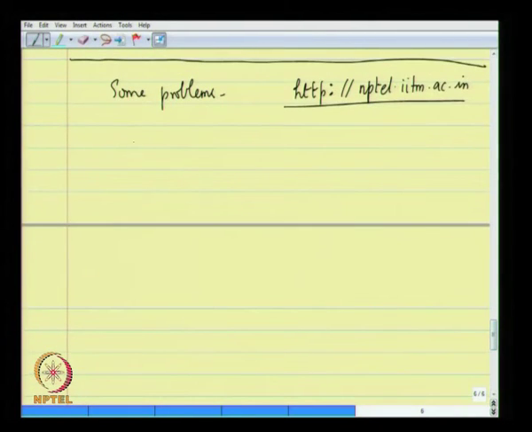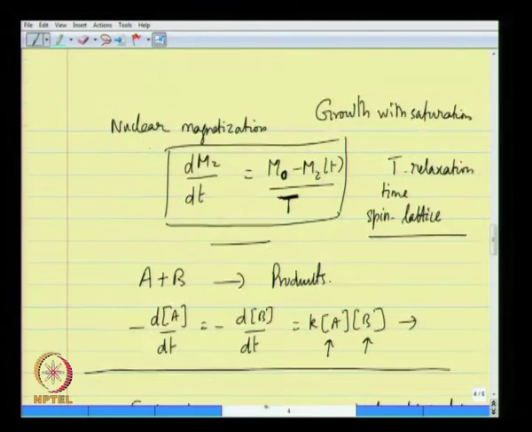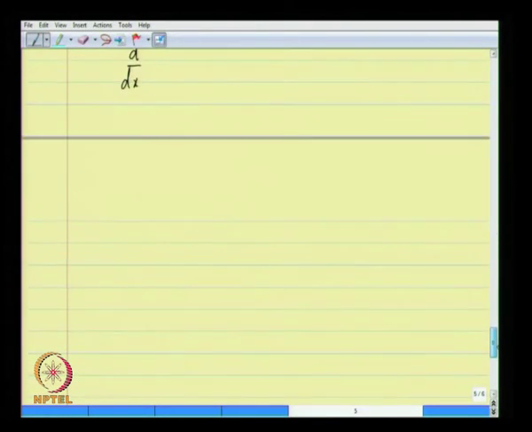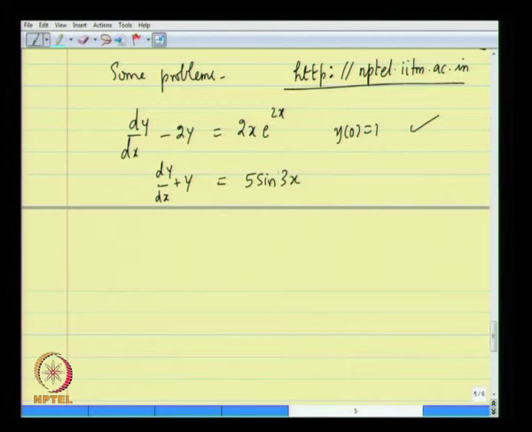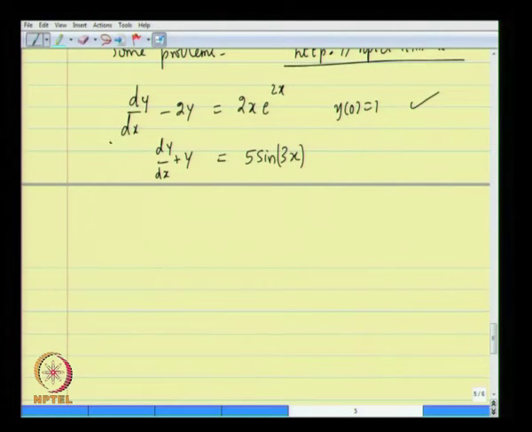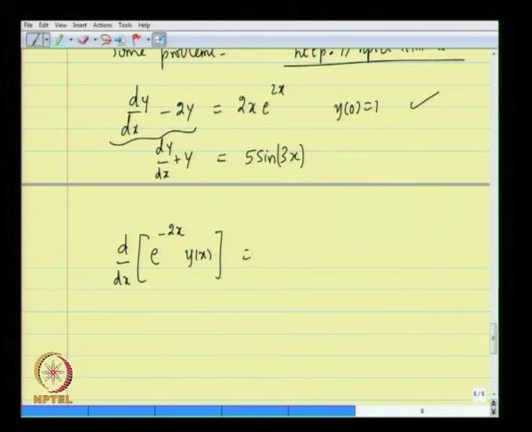some of the following equations, namely d by dx of y minus 2y is equal to 2x e to the 2x, with y of 0 is equal to 1. Then I have another example, dy by dx plus y is equal to 5 sin 3x, with no initial conditions. These are two examples. Just to give you a hint, this is nothing but d by dx times e to the minus 2x y of x is equal to 2x.